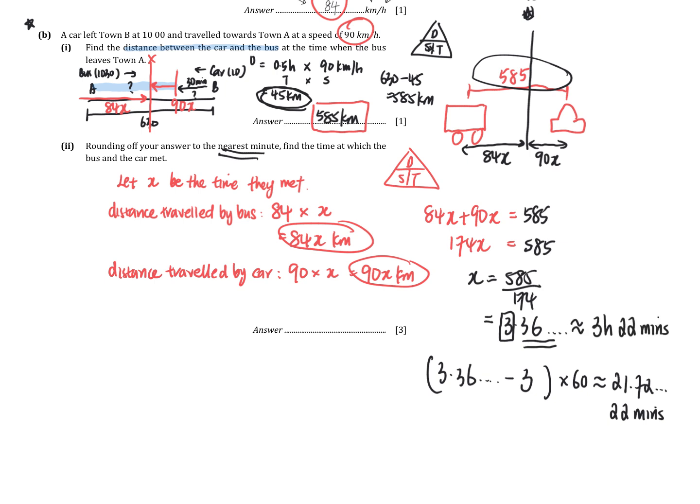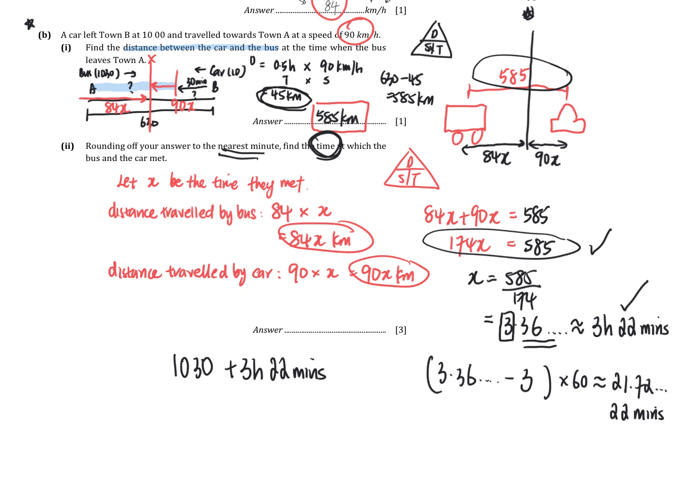But if you get here, you are still not done. 1 mark they give for here, 1 mark they give for this. But they want the time that they meet. So you do 3 hours 22 minutes. From your 10:30, you need to add 3 hours 22 minutes.